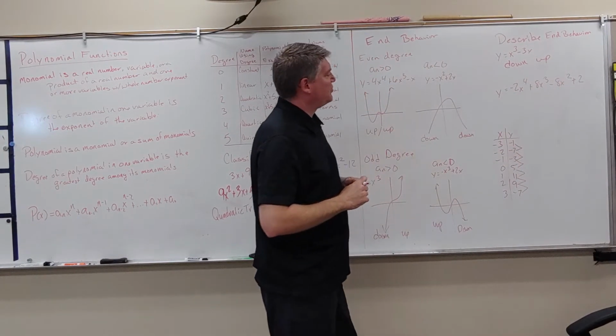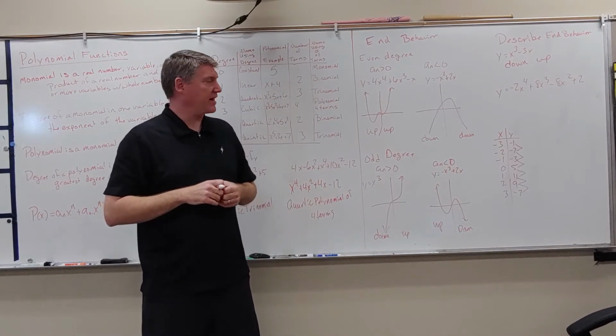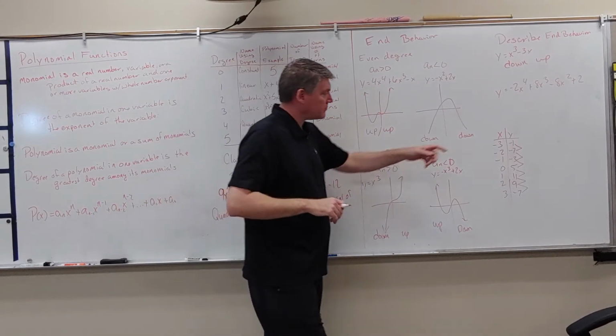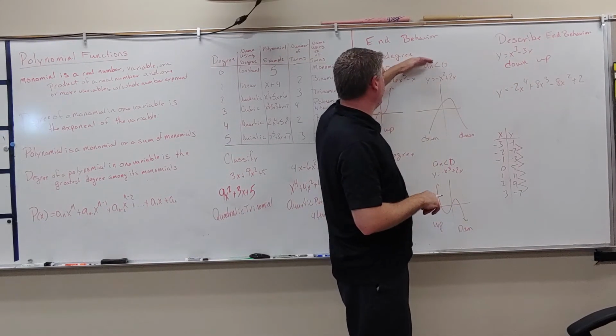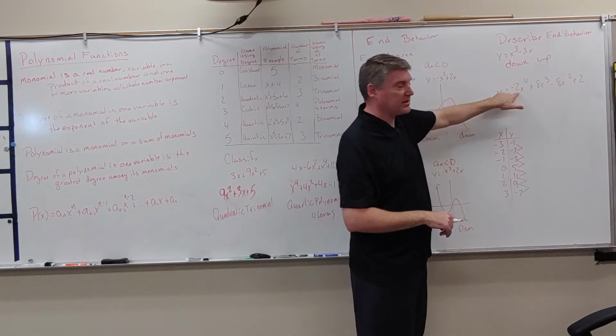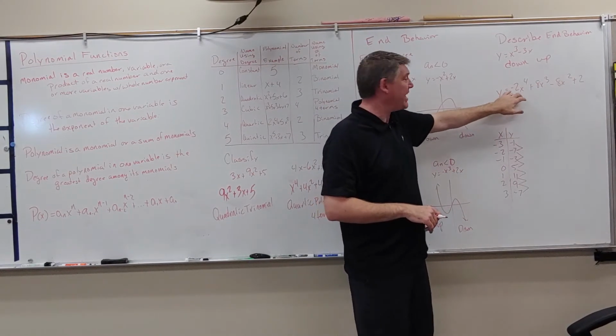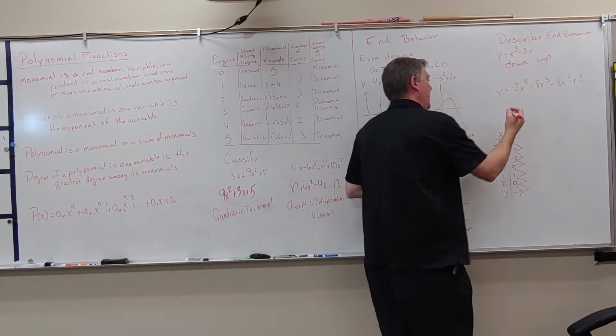Now I have negative 2x to the fourth plus 8x cubed minus 8x squared plus 2. I look here, my degree is even, so I'm even, right? So I'm either going to be up, up, or down, down. I look at my lead coefficient. It is negative, so a sub n is less than 0, so I have down, down.